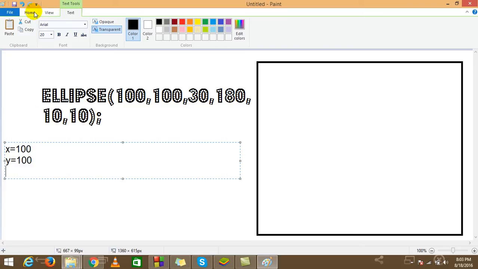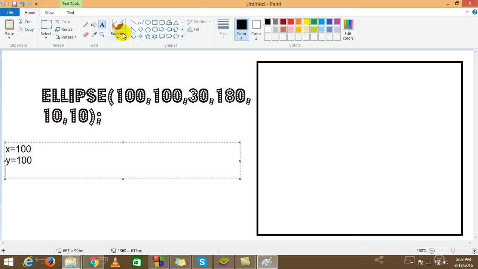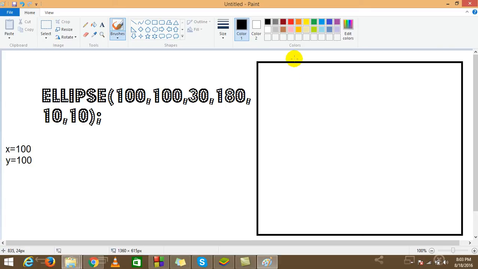So now what have we done here? We have created a particular point where x and y intersect. So suppose our point may be somewhere here. This is the center of the ellipse. So on the basis of this center point we are going to draw an ellipse.